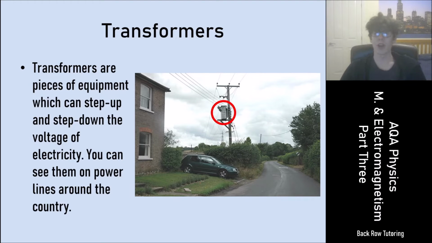Okay, we're now going to have a look at something completely different. We're going to have a look at transformers. Transformers are pieces of equipment which can step up and step down the voltage of electricity. You can see them on power lines around the country, and that's what they look like. They look like these big boxes on power lines that you sometimes find.